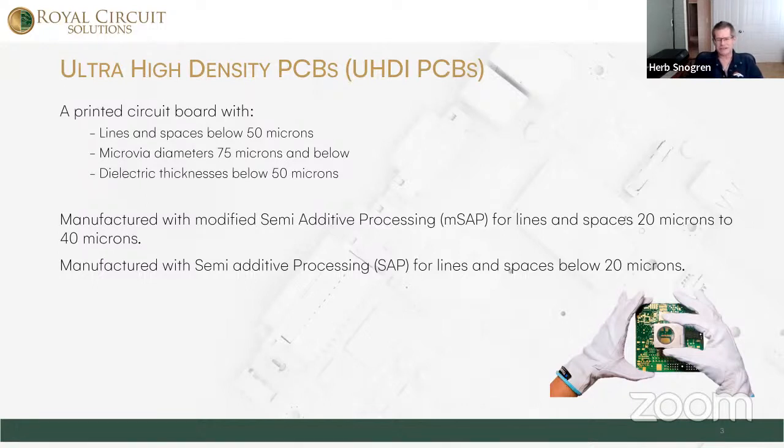And these typically are manufactured with a Semi Additive process or a modified Semi Additive process, depending on the line width requirements. The modified Semi Additive process, which I'll define a little bit later, you can get down to about 20 micron line and space. And the Semi Additive process, you can use for lines and spaces below 20 microns.